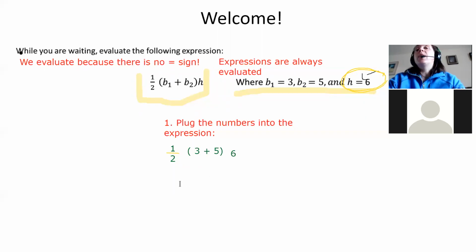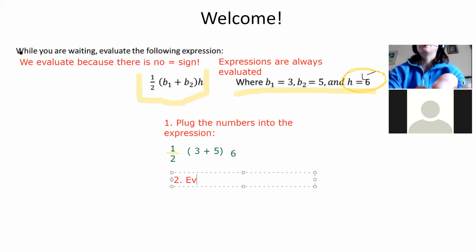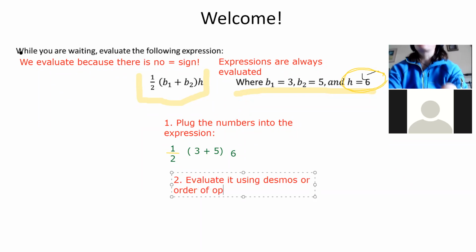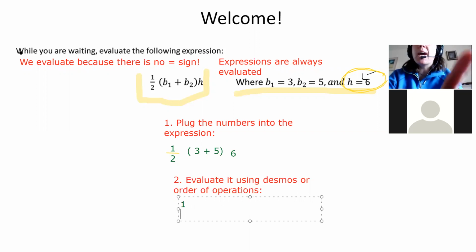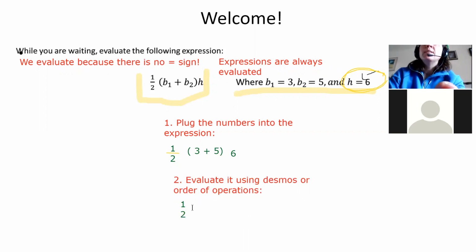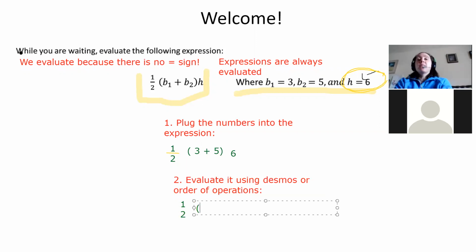And then step 2, we evaluate it using Desmos or order of operations. So if I were to evaluate that using order of operations, what would I evaluate first? What do you guys think? What part of that expression? The parentheses. Yeah, very good. So I'm going to evaluate those parentheses. What's 3 plus 5? Good job, Sarah. 8. Yeah. And Mariam, good job.